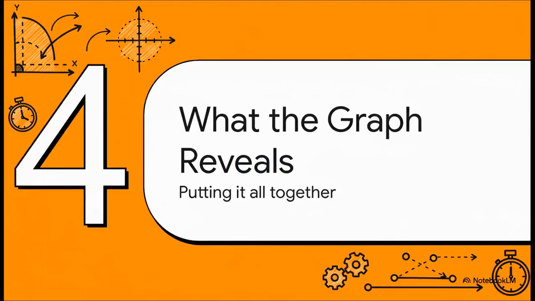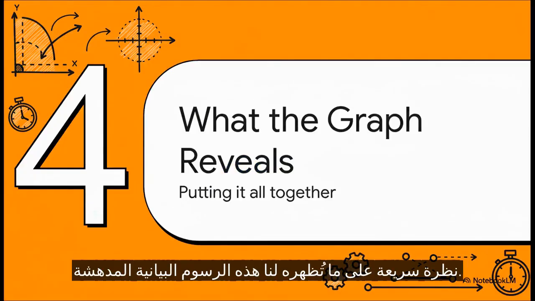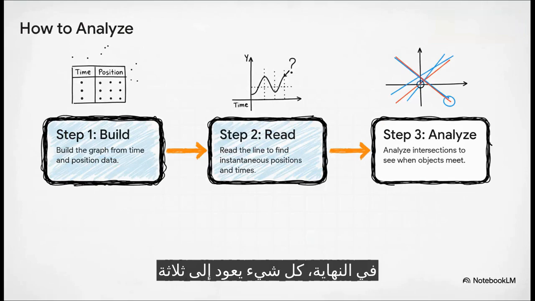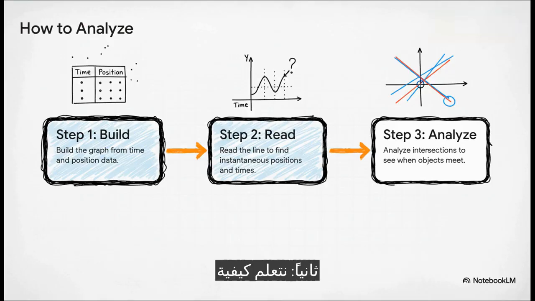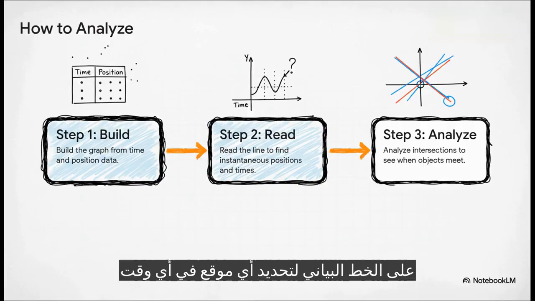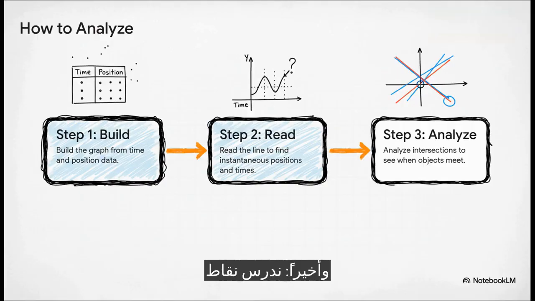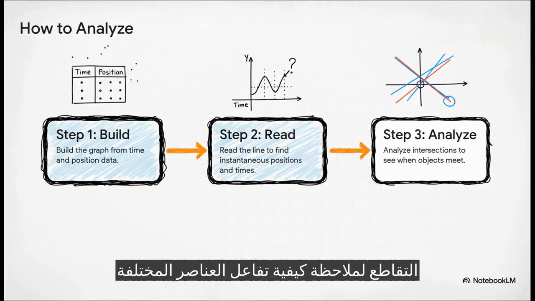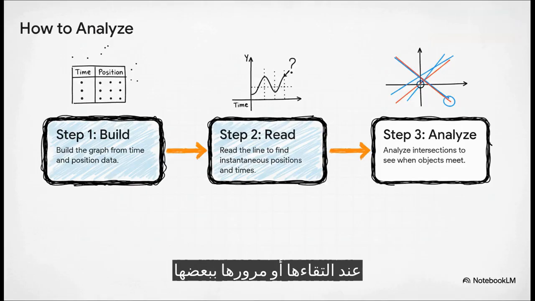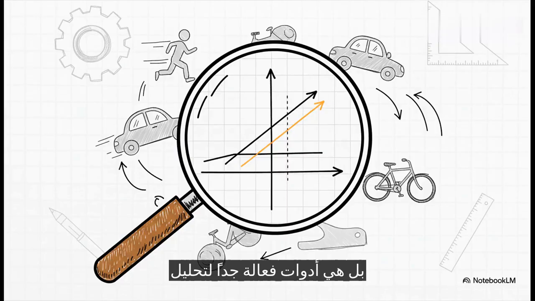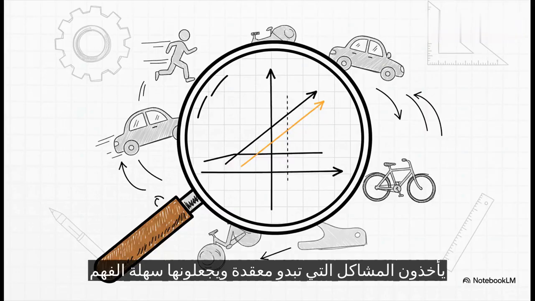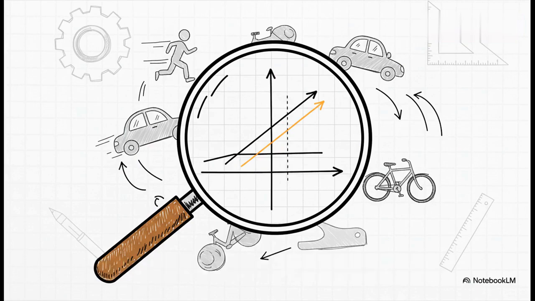All right, let's pull all of this together and do a quick recap of what these awesome graphs can really show us. It really boils down to 3 simple steps, right? First, we build the graph from a simple data table. Second, we learn to read between the points on that line to find any position at any time. And finally, we look at those intersections to see how different objects interact, like when they meet or pass each other. So, what's the big takeaway here? It's that these graphs aren't just pretty pictures. They are incredibly powerful tools for analyzing and solving real-world problems about motion. They take what might seem like a complicated problem and make it super easy to see and understand.